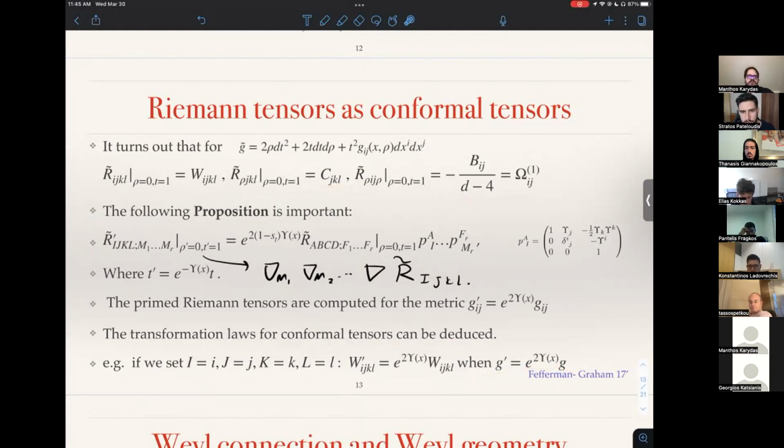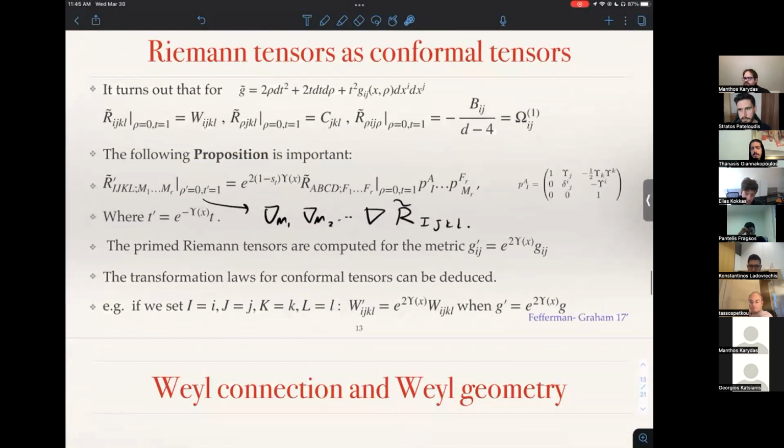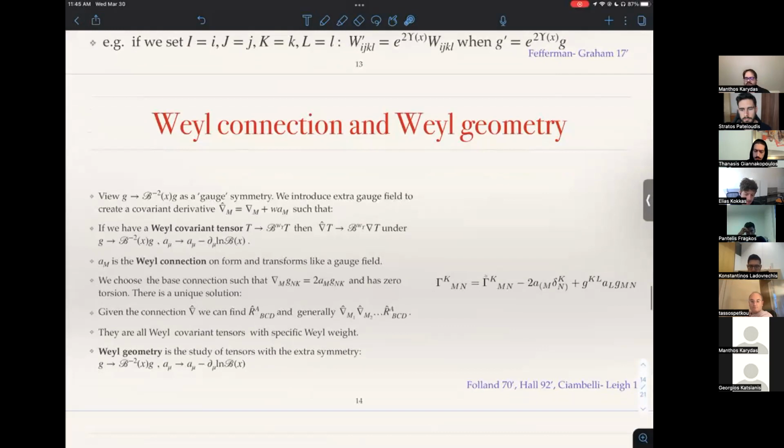We can solve this. What we did after, I generalized this a little bit, we actually were able to generalize this proposition when I introduced the Weyl connection. So okay, to do that, I need to explain a little bit what is the Weyl connection. So I have a slide about this.